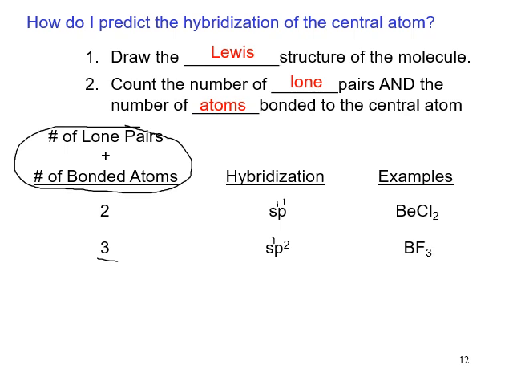And an example was boron trifluoride. If we have 4 groups around an atom, the hybridization is going to be sp3. We saw quite a few examples here. We looked at both of these.